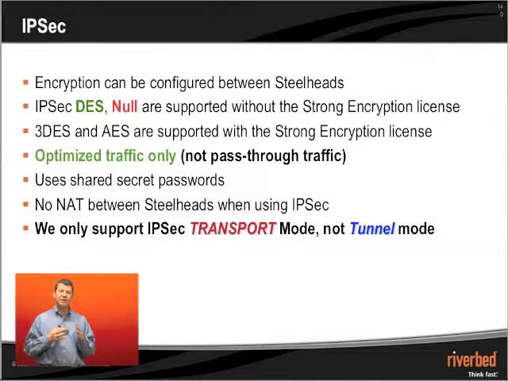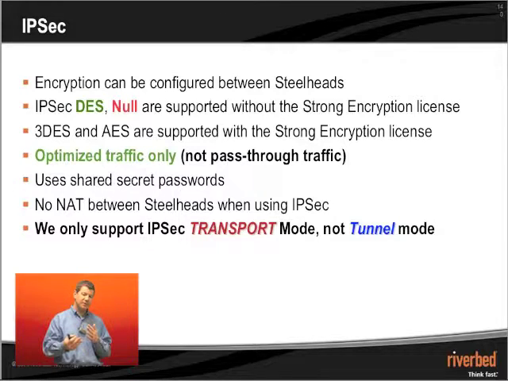Remember that we are only encrypting optimized traffic. This means if traffic slips into pass-through mode, it is not going to be encrypted. Please do not consider the Steelhead appliance as a secure channel for unoptimized traffic. Remember that we're supporting IPsec in transport mode and not in tunnel mode. The difference is transport mode encrypts the data of the packets, the payload of the packets, whereas tunnel mode is going to encrypt the entire packet, including the header.